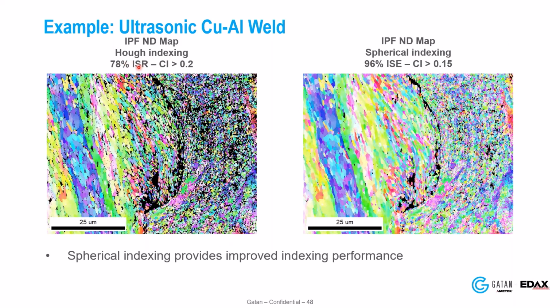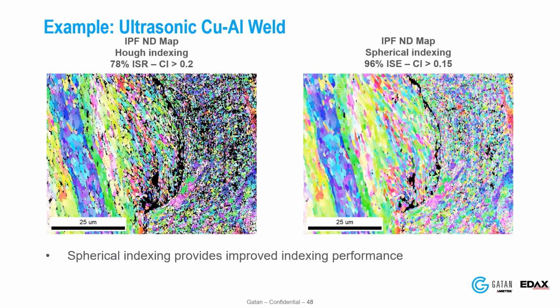So our indexing success rate here, this is 78%. This is 96% with spherical indexing. This is spherical indexing alone. I've put here two different confidence index metrics. So the confidence index of 0.2 with the Hough transform, confidence index greater than 0.15 with the spherical indexing.